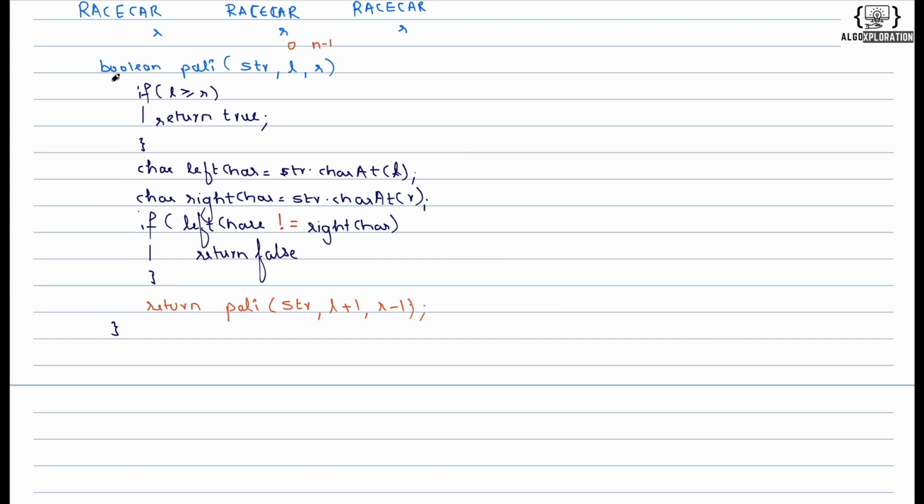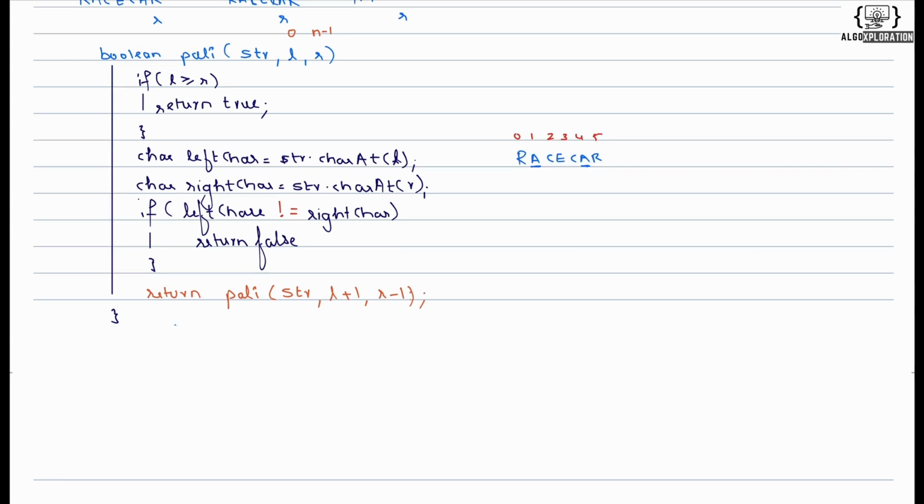I hope you got this. So in this way, the recursion is happening to find a palindrome. I hope you got this. If you didn't, I advise you to please try to run it by yourself. So that's it from my side. I'll see you in the next video. Till then, keep practicing. Thank you.